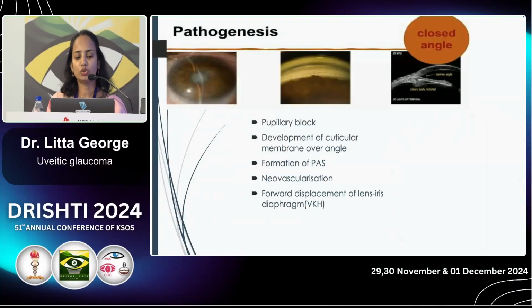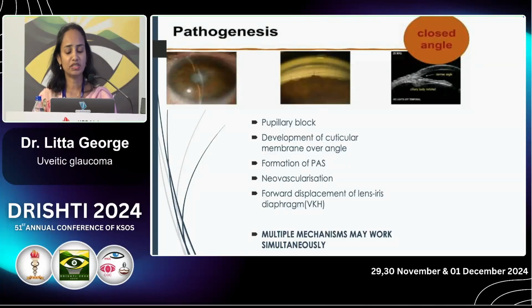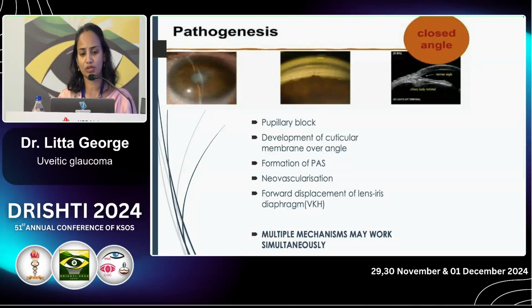In angle closure, it can be due to pupillary block, that is, when there is extensive posterior synechiae, there can be iris bombé formation which results in pupillary block, or it can be due to development of a cyclitic membrane over the angle. Or when the inflammation persists for a longer duration, you can get peripheral anterior synechiae or neovascularization. And rarely, in conditions like Vogt-Koyanagi-Harada, it can be due to a forward displacement of the lens-iris diaphragm causing angle closure. Keep in mind that multiple mechanisms may work simultaneously to cause raised intraocular pressure.